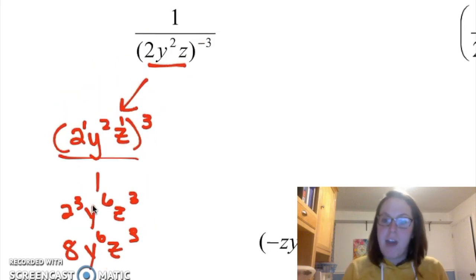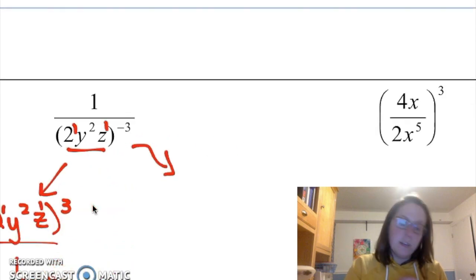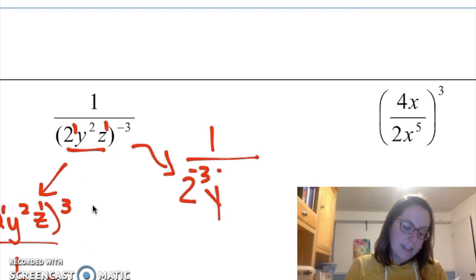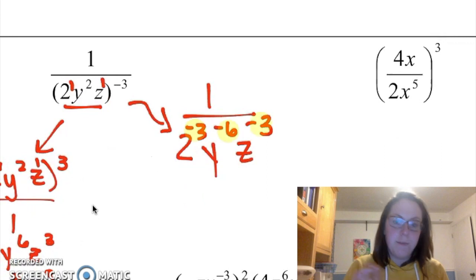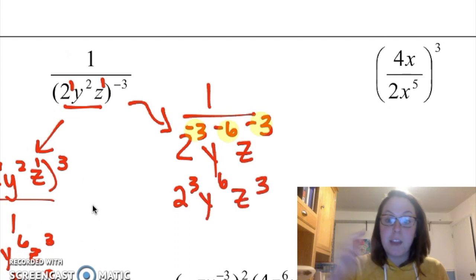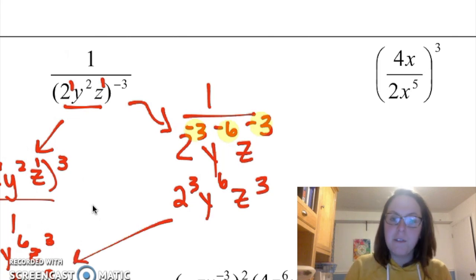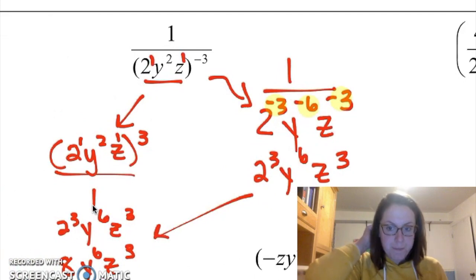Now, if you didn't think of just flipping it, what you could say is, okay, well, I'm going to raise each of those to the negative third. So it would be 1 over 2 to the negative third, y to the negative 6th, z to the negative third, right? Power to a power, multiply. And then since each of those exponents are negative, you're going to flip them all up to the numerator. So again, you'd wind up with 2 to the third, y to the 6th, z to the third, because when they flip to the numerator, they become positive. And that would give you the same thing we got over there. So there's a lot of different ways to do these, but they're going to lead you to the same answer.